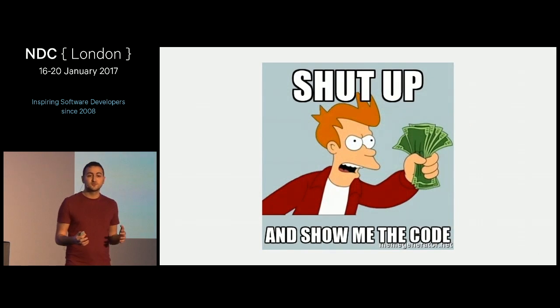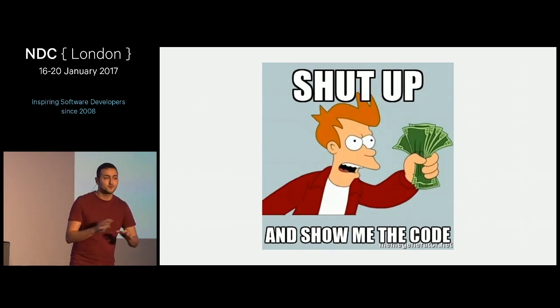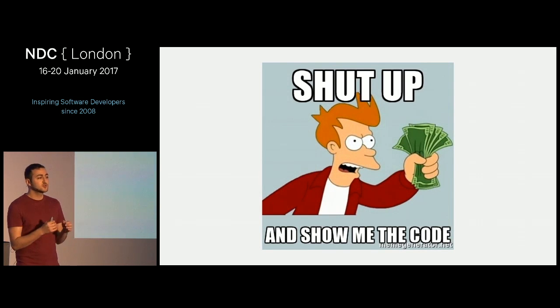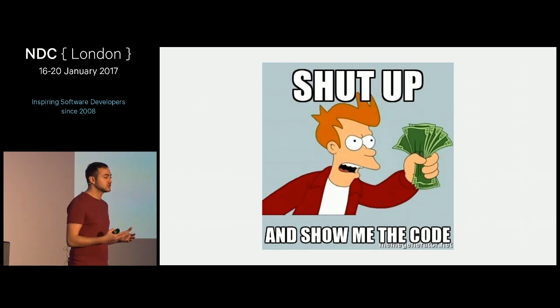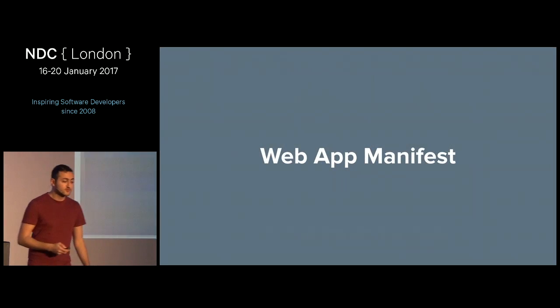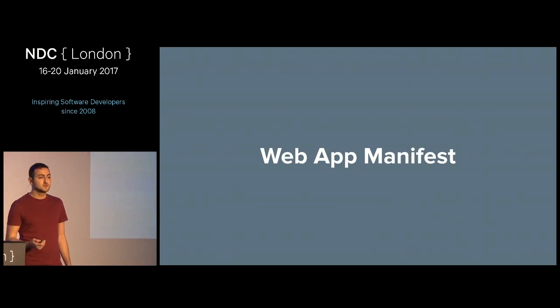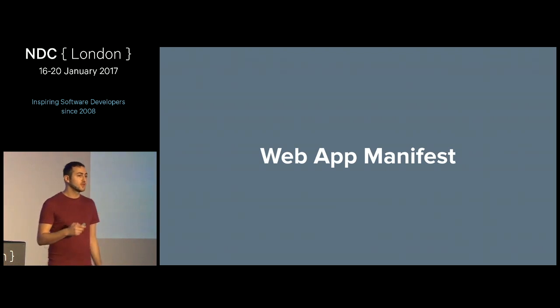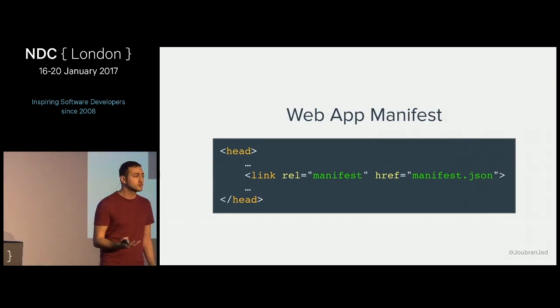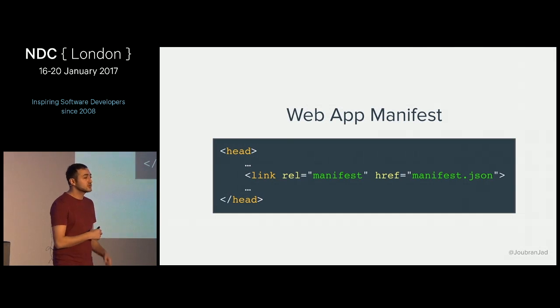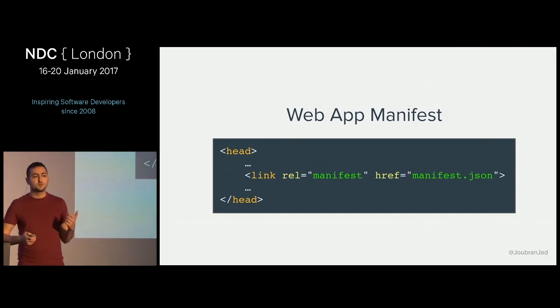So after showing you this nice introduction video, I'm sure you all want to see how it works. So I'm going to show you the independent components of a PWA, so you'll be able to know how to add it to your own web application right now. And the first one is the web app manifest. The web app manifest is just a JSON file that tells the browser more about your web application. So it describes it. It gives it a short name, a name.